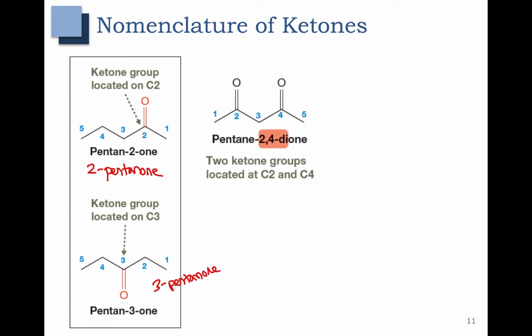Here's an example of a dione. In this case, we have 2 ketones. Remember that when you have 2 groups, it becomes a di. Also notice that instead of calling this pentan-dione, we have to add the E, so it becomes pentane-dione. You can call this molecule pentane-2,4-dione because the ketones are at 2 and at 4, or you can call it 2,4-pentane-dione.